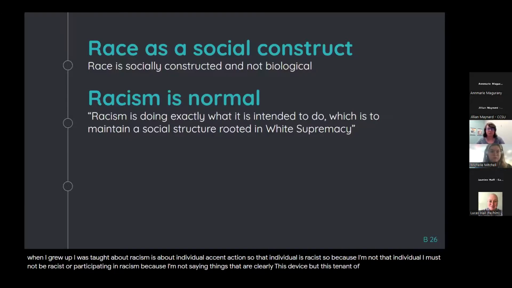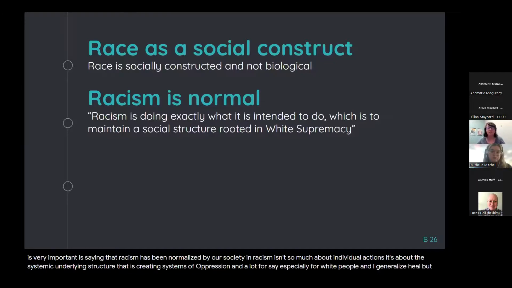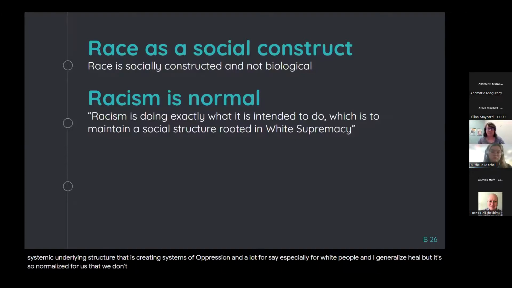But this tenet of critical race theory, which is very important, is saying that racism has been normalized by our society. And racism isn't so much about individual actions, it's about the systemic underlying structure that is creating systems of oppression. And a lot for, I'll say, especially for white people, and I'll generalize here, it's so normalized for us that we don't see it. We don't see where white is being centered. We don't see how systems are being racist. And because it has become that norm, it helps maintain that white supremacy structure that has been part of our country since the very beginning.